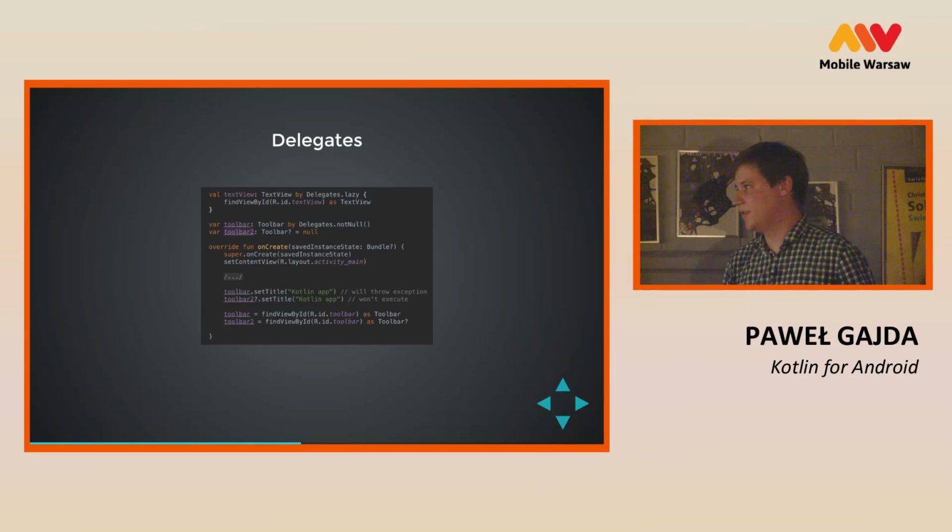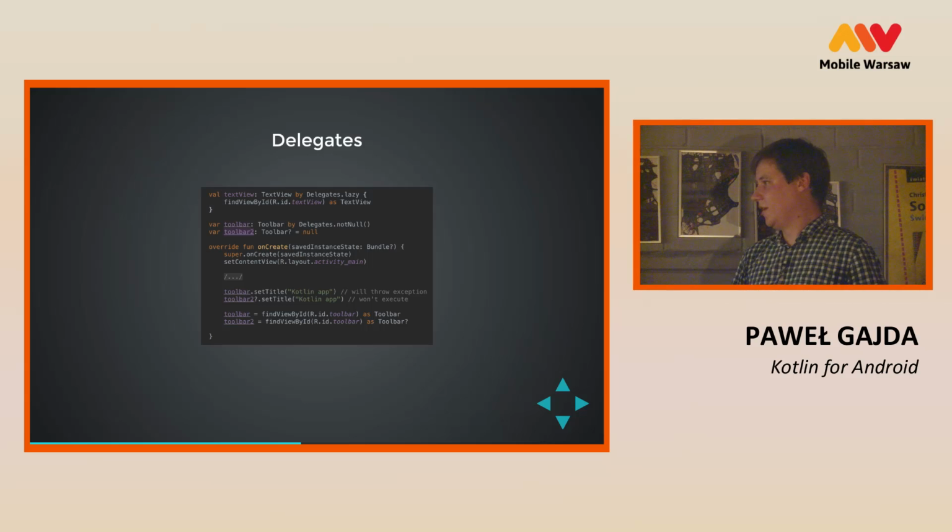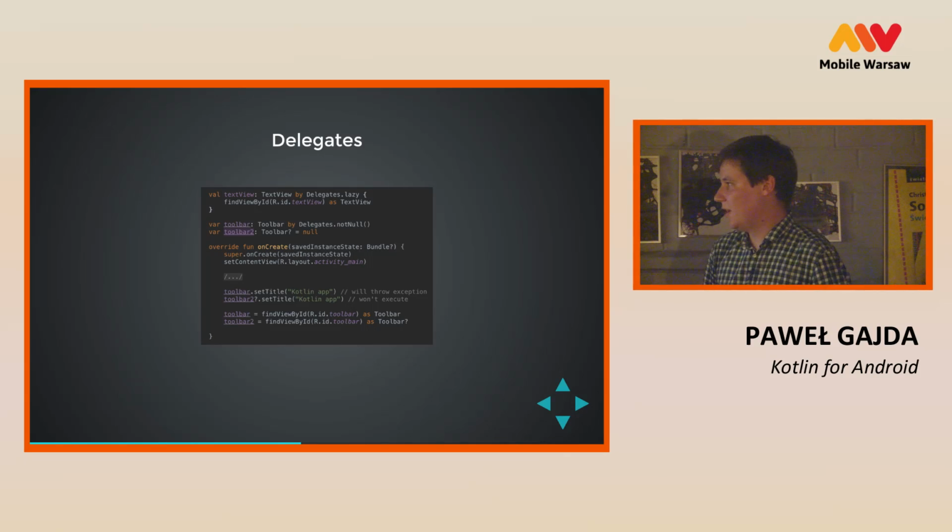Delegates. It's a good alternative to inheritance in Kotlin. Thanks to it, we can delegate some initialization to another object, and Kotlin provides some standard delegates, like Delegates.lazy and Delegates.notNull. And in this example, you can see a text view and a toolbar defined using these delegates.